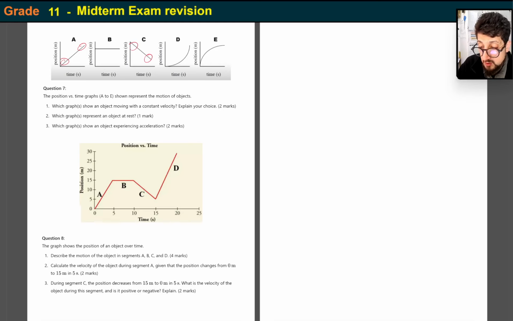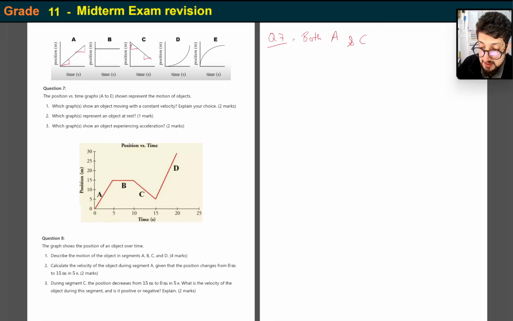So which graphs show an object moving with constant velocity? It's going to be both A and C. They're both moving with constant velocity, because the gradient doesn't change. The gradient represents the velocity. So my explanation to that would be the gradient represents the velocity, or the slope represents the velocity, and the velocity doesn't change from the beginning to the end. If you measure the rise and the run for both the beginning and the end of each graph, so this point here, for example, and this point, and then this point here and this point, you'll see that the gradient or the slope is exactly the same.